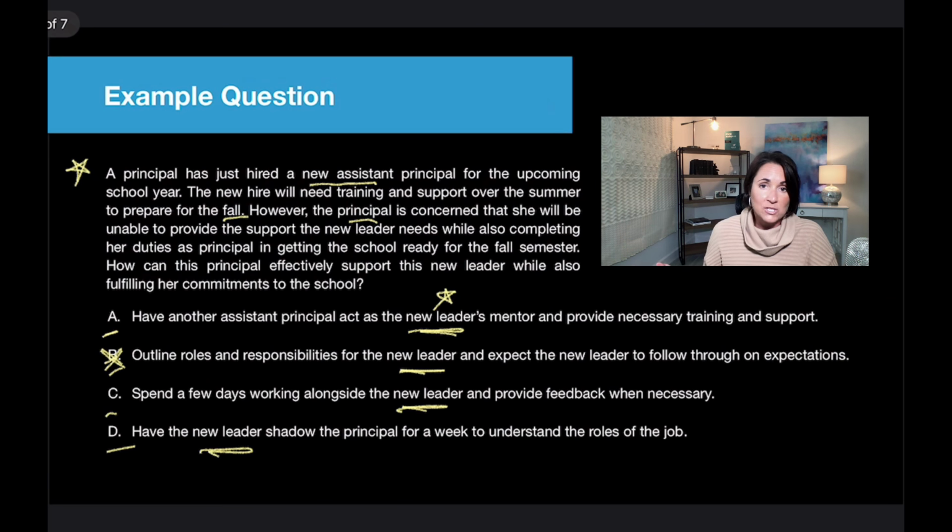So the principal can't do everything. She has a lot going on, but also wants to make sure this new assistant principal is trained properly. How can the principal effectively support this new leader while also fulfilling her commitments to the school?